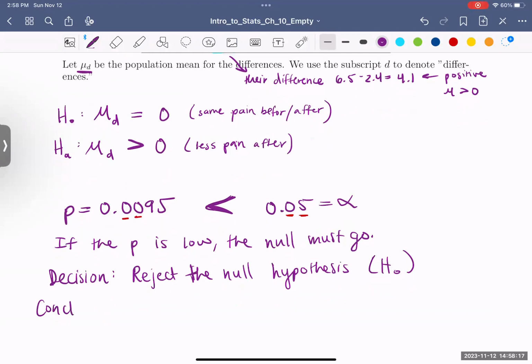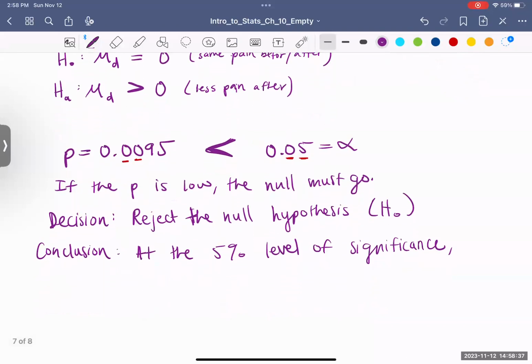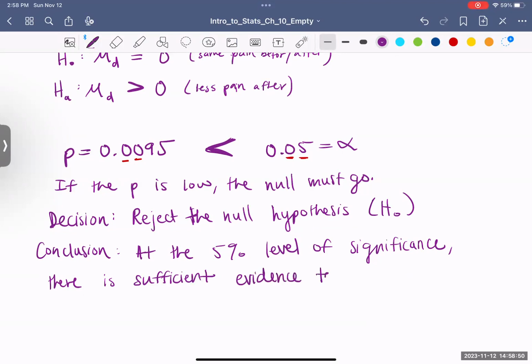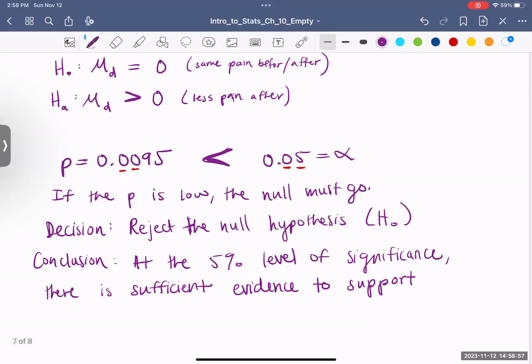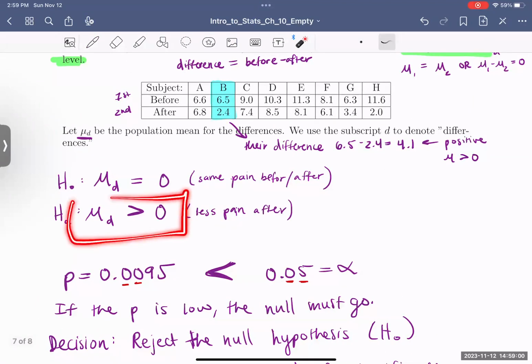All right, the conclusion, this is where we get to tie everything back together. We can say at the 5% level of significance, that's what we ran this test at, there is sufficient evidence to support, and this is where we note what our alternative was, that the difference, the average difference is greater than 0.